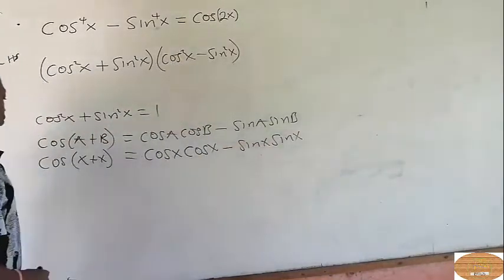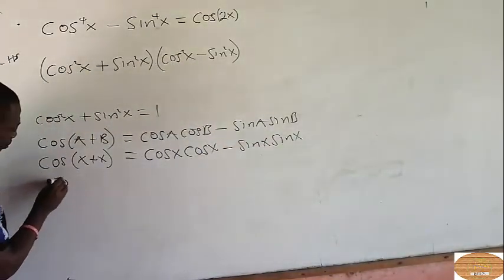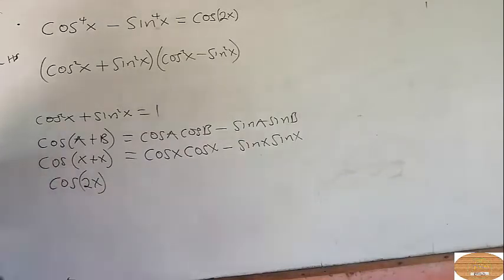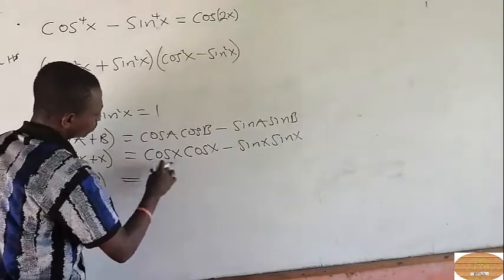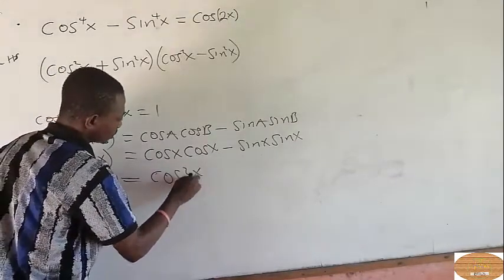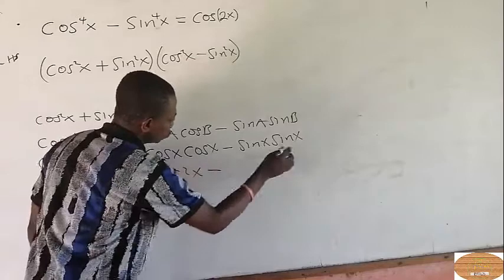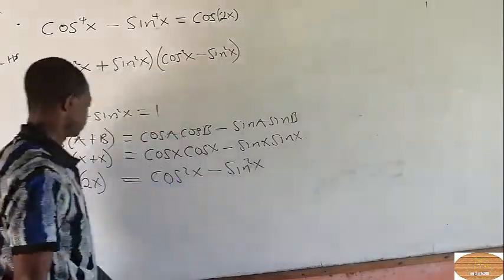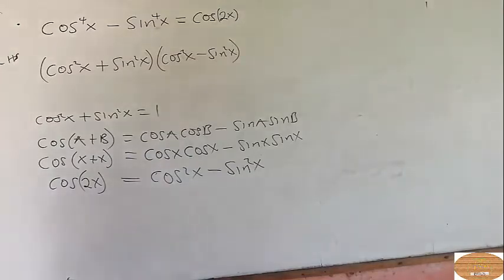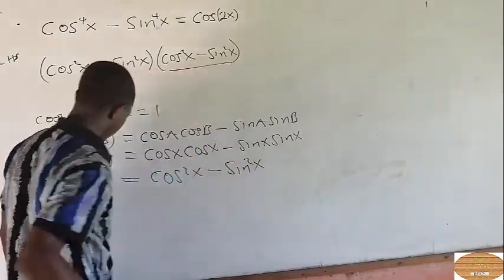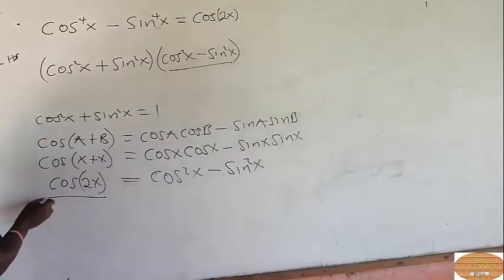Alright. So let's move on to cos. So x plus x is 2x. Alright. So cos x times cos x, cos squared x. Minus this one is sin squared x. Alright. So what is cos squared x minus sin squared x? It is cos 2x.